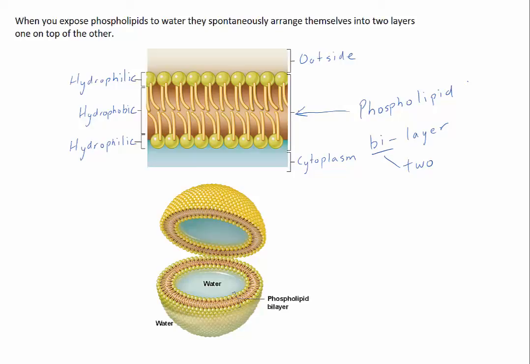In cells, a sphere of phospholipids forms the basis of the cell membrane. So if you were to take lots and lots of phospholipids and put them into water, you can see how this structure would eventually form a ball, which is the basis of your cell membrane.